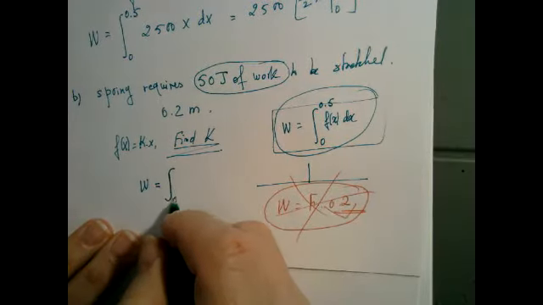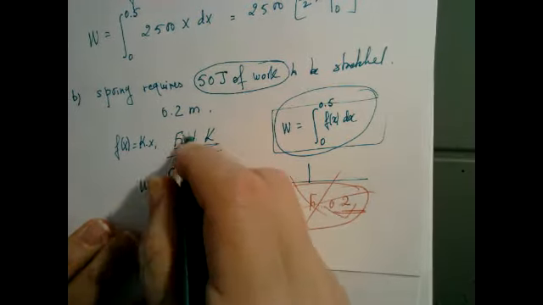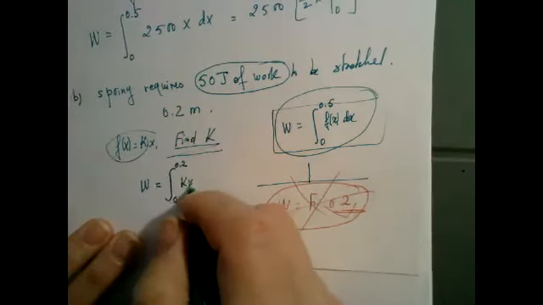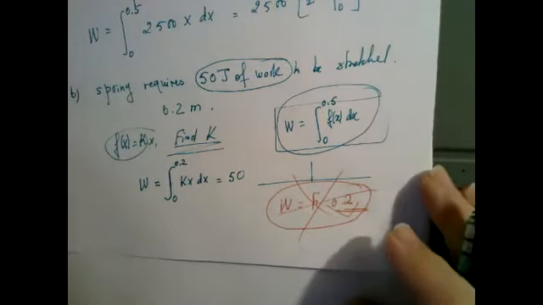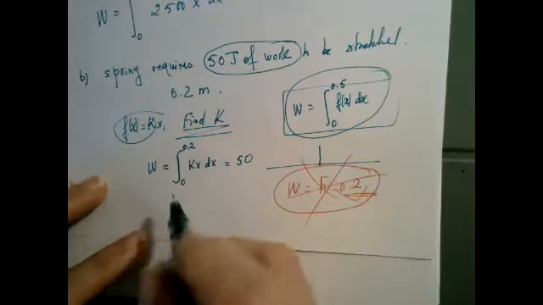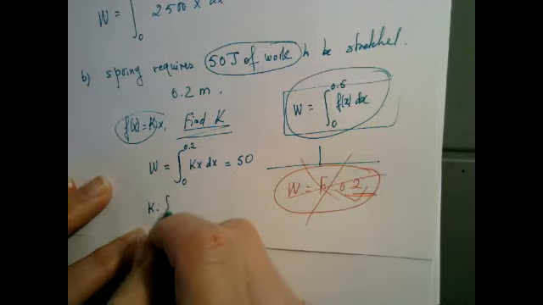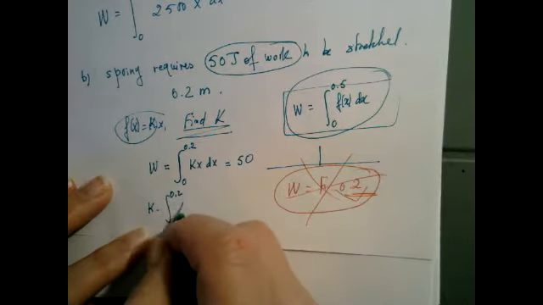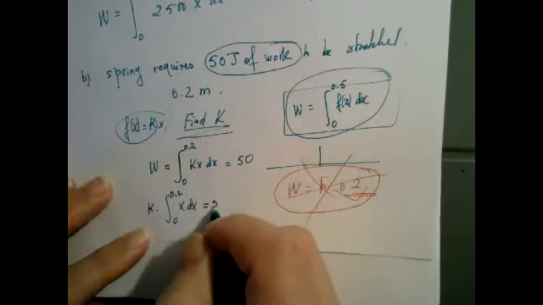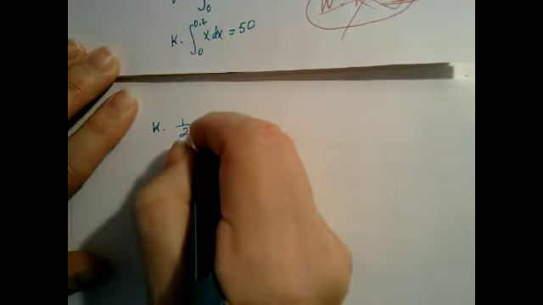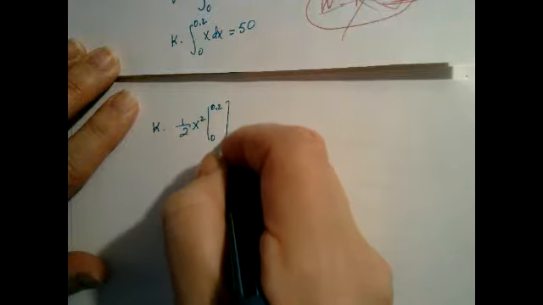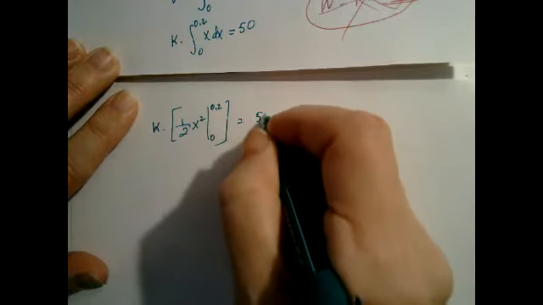So we know the integral from 0 to 0.2 of kx dx is equal to 50. Okay, so we have to be very careful what's given. Now we solve for k. I can factor out the k and evaluate my integral, and then I solve the problem. So this would give me k times a half x squared between 0 and 0.2. This is equal to 50.